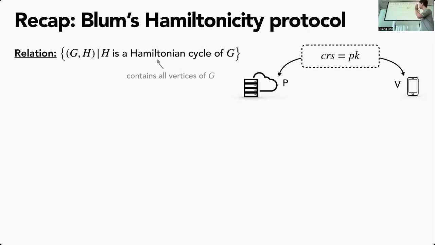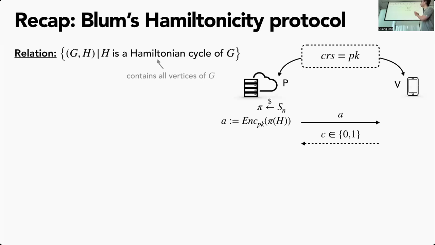Okay, so we just care about this, and the protocol goes as follows. First of all, this protocol, as I state here, is an interactive protocol. It is not yet non-interactive, and we will make it non-interactive later on.